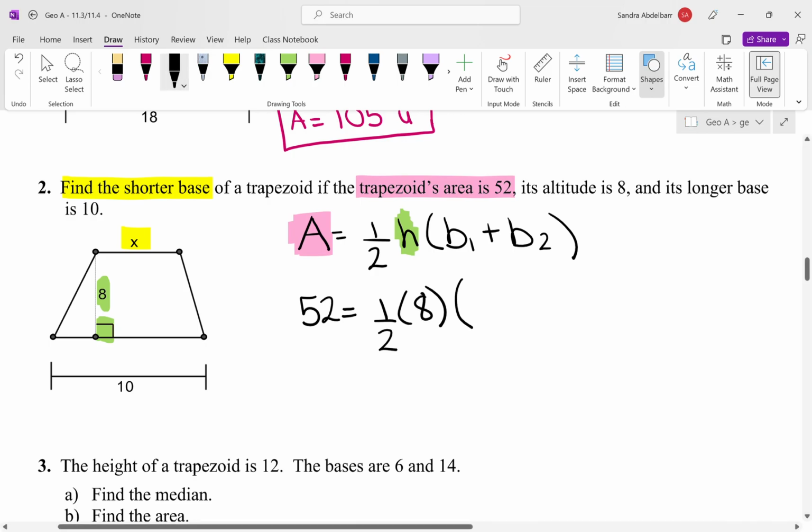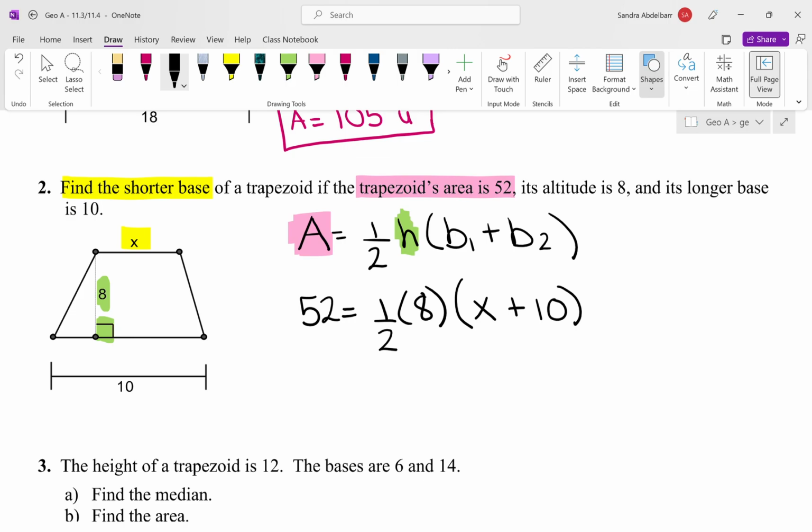And then my upper base is x, and what's my lower base? 10. Right. Can I simplify x plus 10? Can I simplify those parentheses? No, I can't make that 10x because it's not x times 10. It's x plus 10, so there's nothing I can simplify in there.